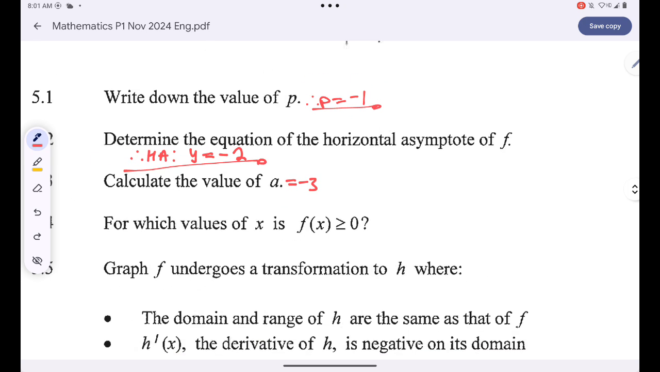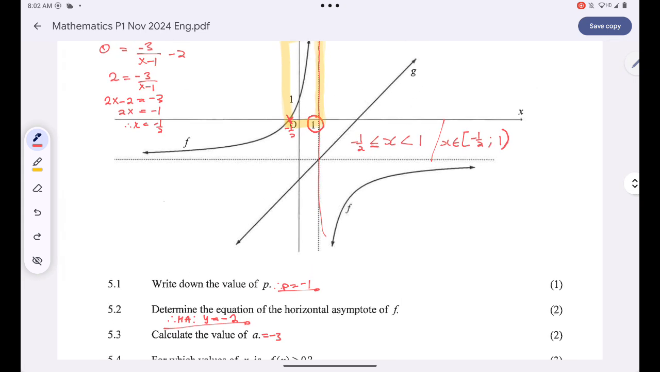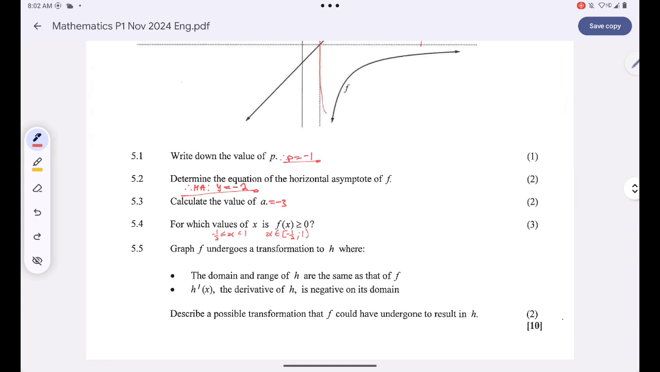So the solution over there: x is between negative 1 over 2 and 1, and then x is an element of negative half and 1. I don't know why I wrote y over there. It's x, right? Excuse me about that blunder. Okay, guys, you can express your solution as an inequality, or you can express it using the interval notation.